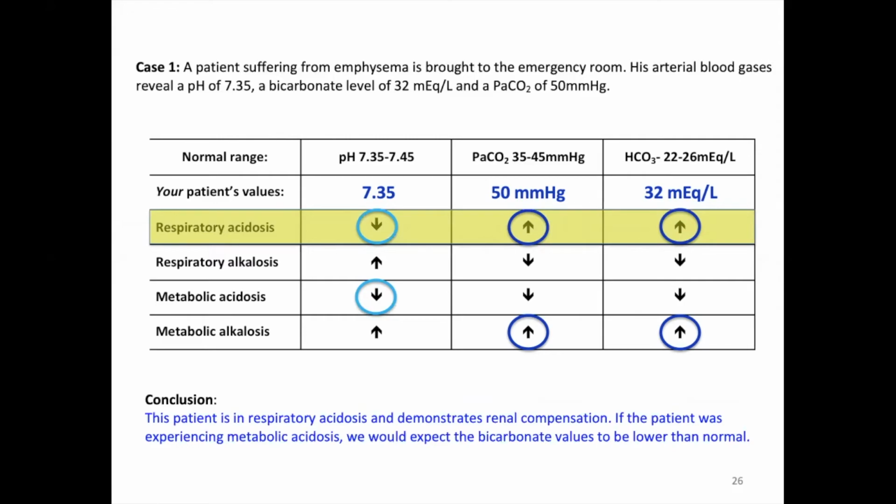I know that because I have an elevated level of bicarbonate, and it's bringing his pH back to normal values again. If the patient was experiencing metabolic acidosis, which would have been our other option because of the lower pH, we would expect the bicarbonate values to be lower than normal, not elevated. So this is an example of what I have for our case studies.